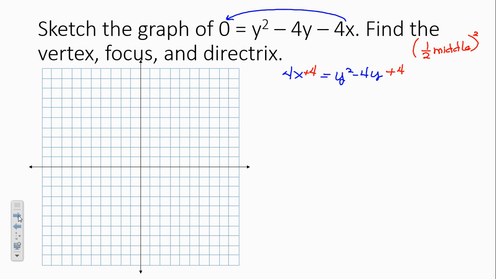Half the middle term squared. Yep. So that negative 4y, the half of b, if you want to think about it as b here, 1/2 of b squared. Okay. So now we have a perfect square on the right-hand side. That perfect square is y minus what?